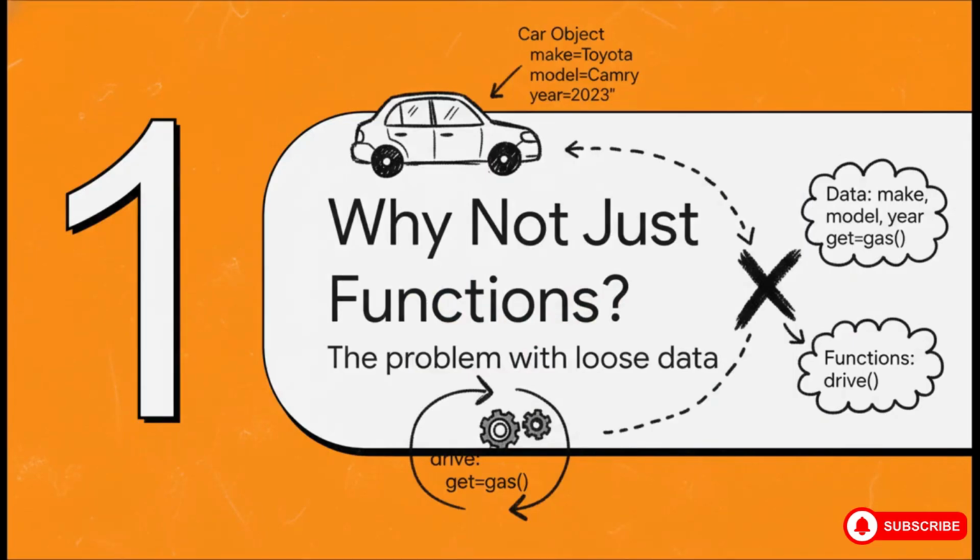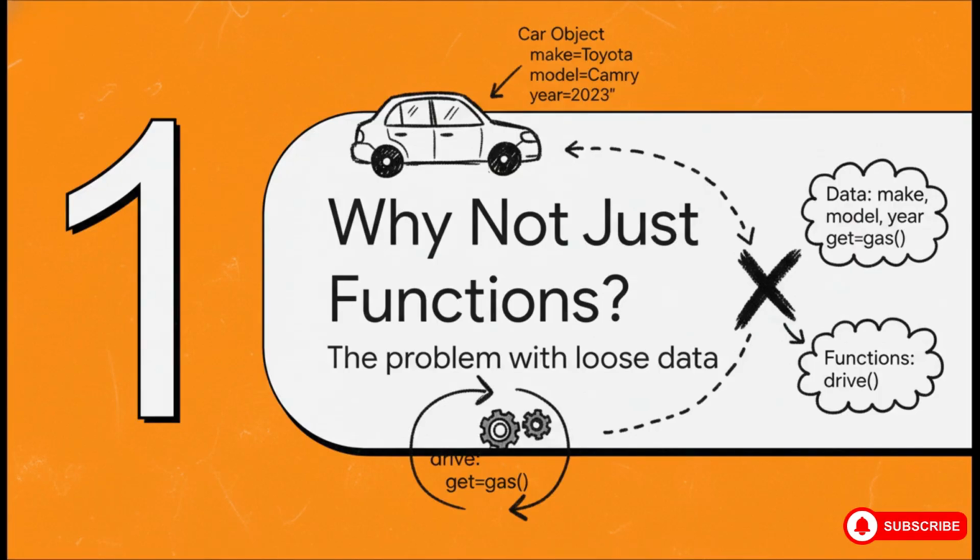Now, you might be thinking, hey, why can't I just keep using variables and functions? It's worked for me so far. And look, that's a totally fair question. Let's think about a real-world example. Imagine you're trying to represent a car in your code. You'd need its make, its model, its year. Then you'd need functions to make it do things like drive or fill up the tank.